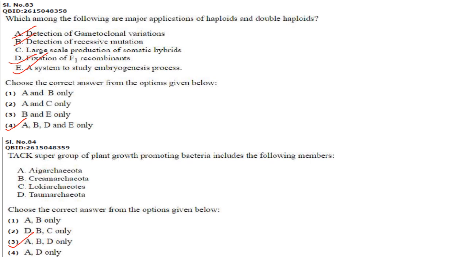4. Then TACK super group of plant growth promoting bacteria include the following members. Choose the correct answer from the options given below. A. Garochiota, Cremarchiota, Lochiarchiotas and Taumararchiota. So out of Lochiarchiotas, all the other three are involved in TACK super group of plant growth promoting bacteria. So answer is A, B, D only.